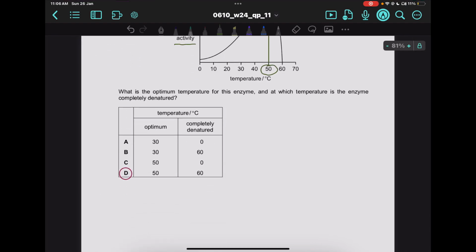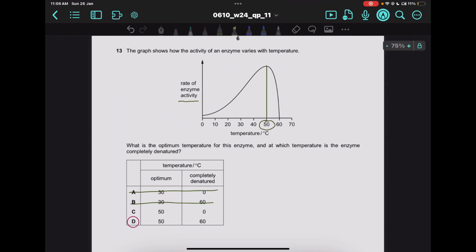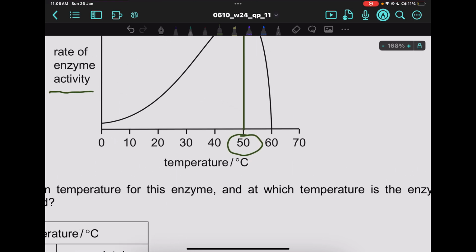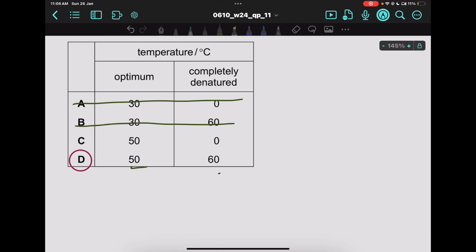So we're going to be choosing between C and D, not A and B. Completely denatured means that the activity was at 0. You check where it became 0, and this is at 60. So the answer is going to be 50 and 60, which is D.